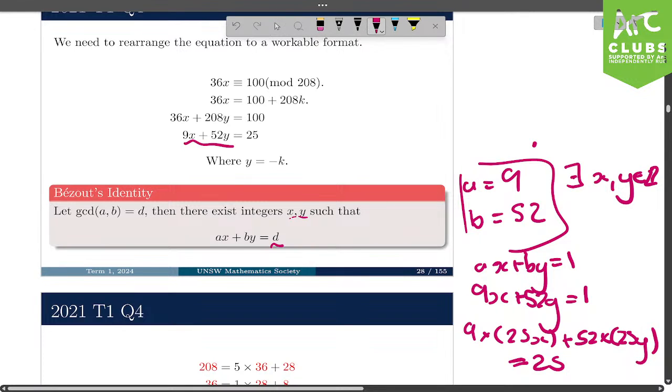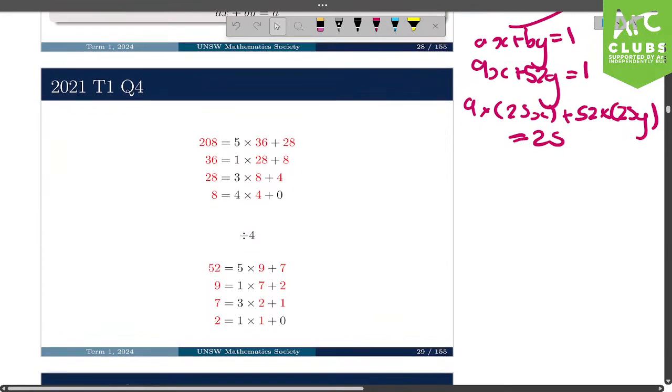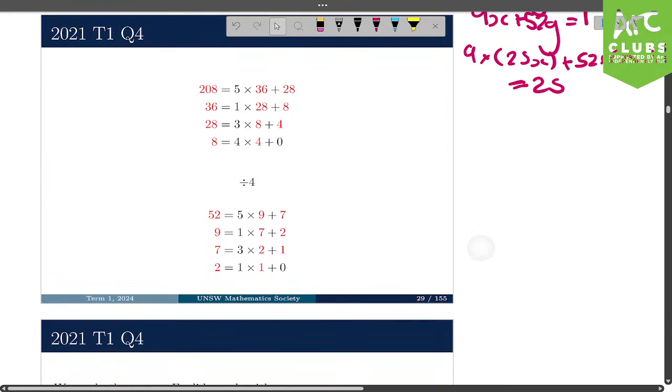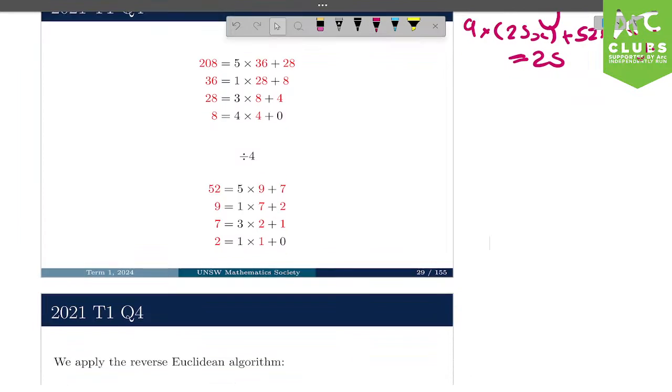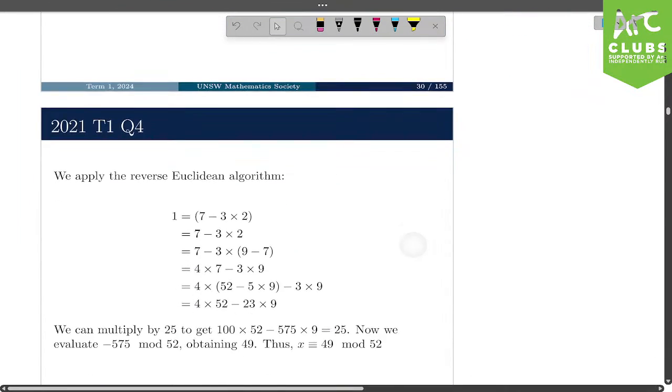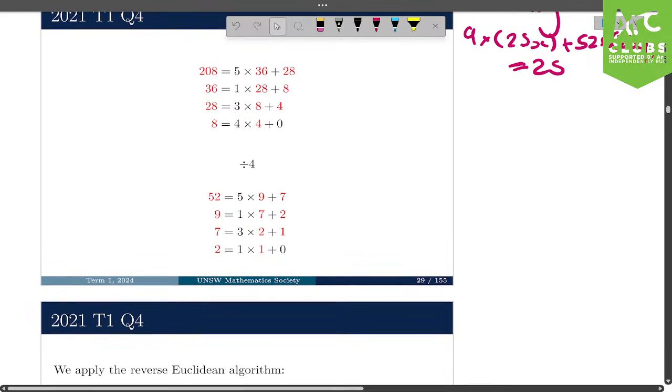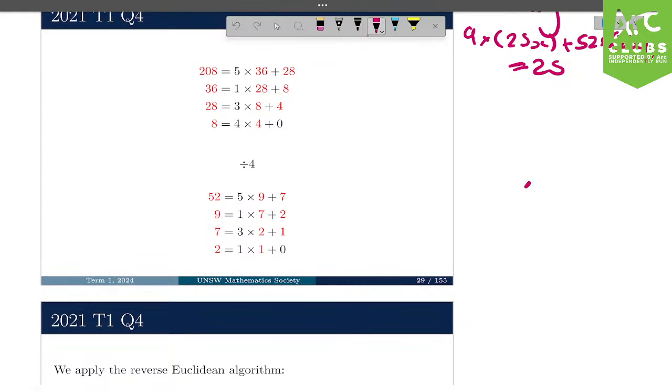our equation here. The idea here is we did our Euclidean algorithm to get the GCD. So instead of just redoing it for 52 and 9, we can instead divide it by 4, right? And what we can do now is something called the reverse Euclidean algorithm. What that basically is, is we express the smaller numbers in terms of the bigger ones. So how we would do this is we'd move the 7 to the other side.